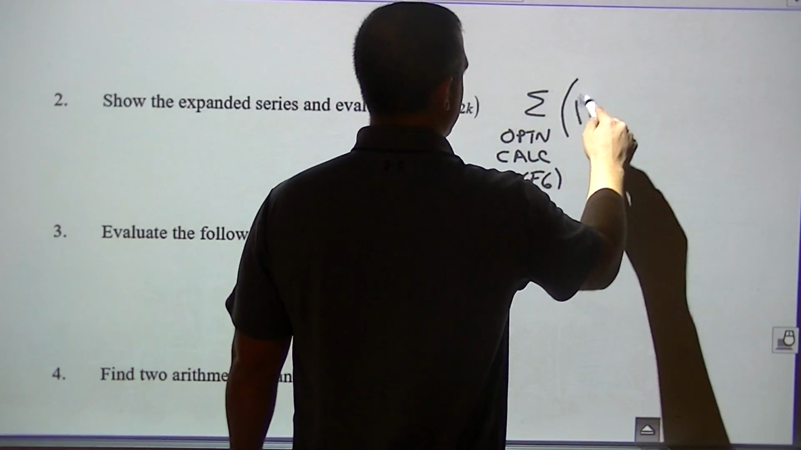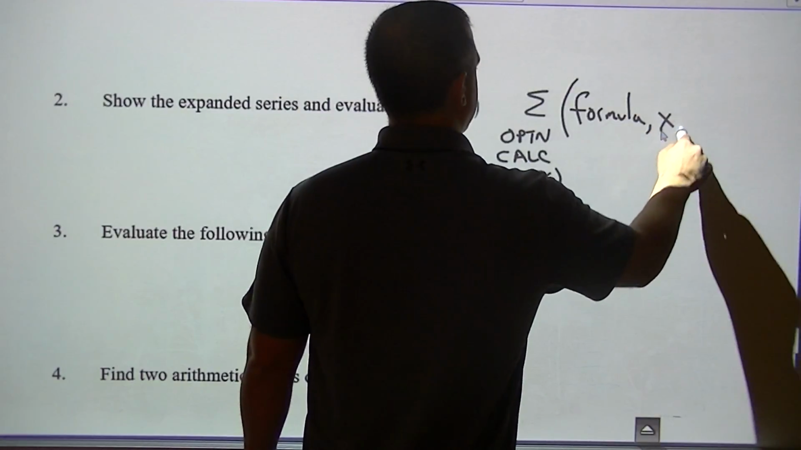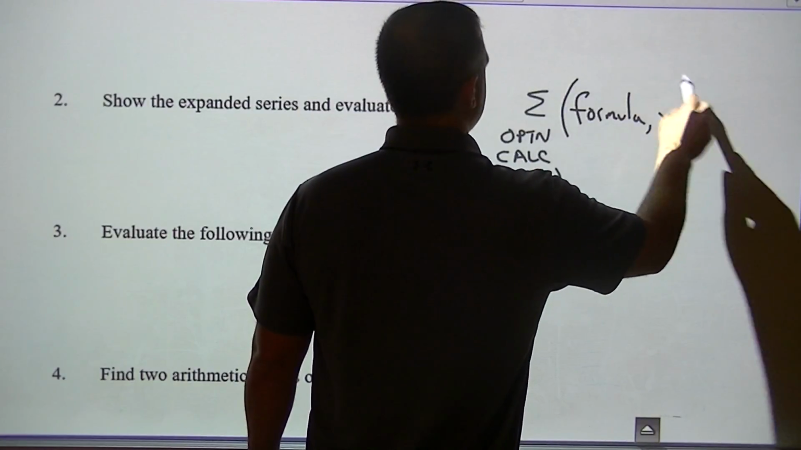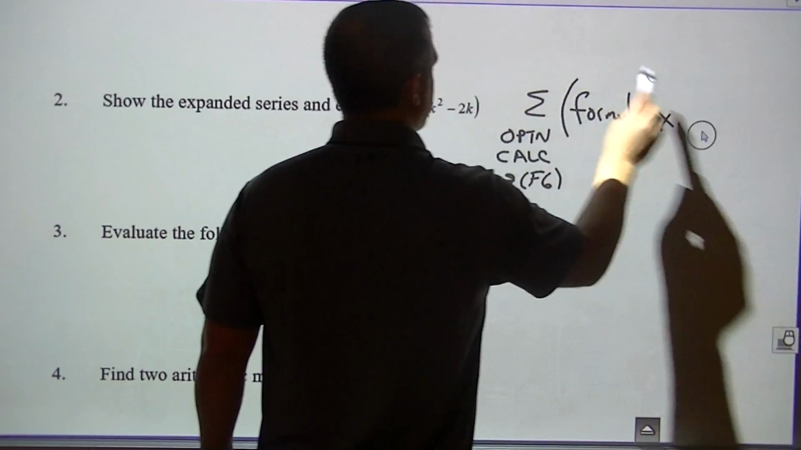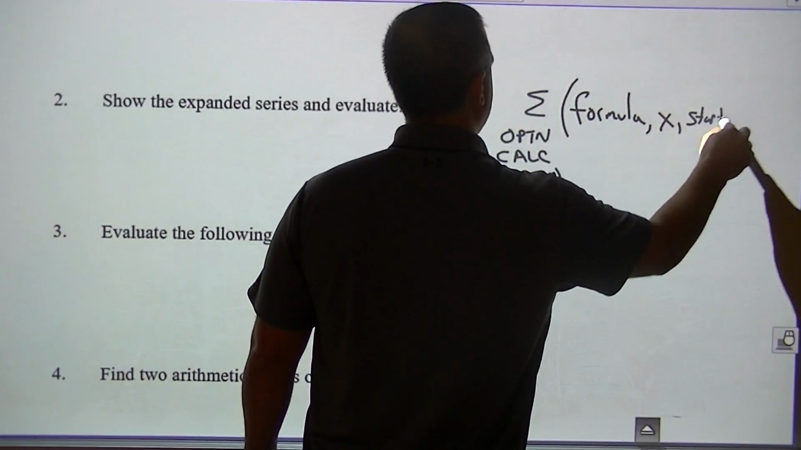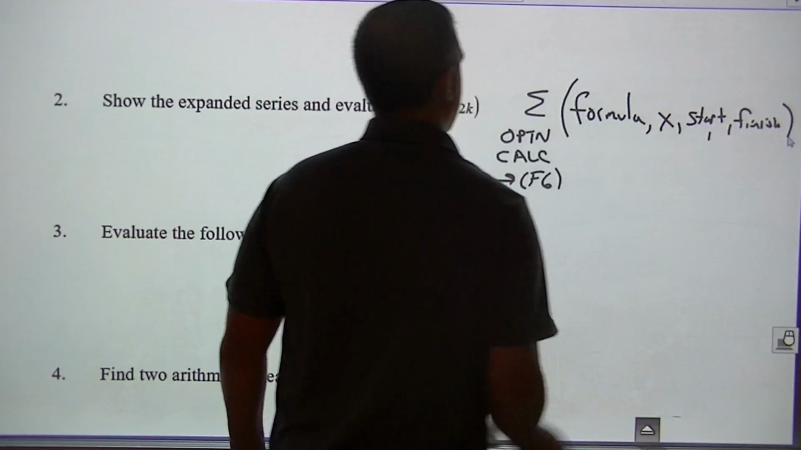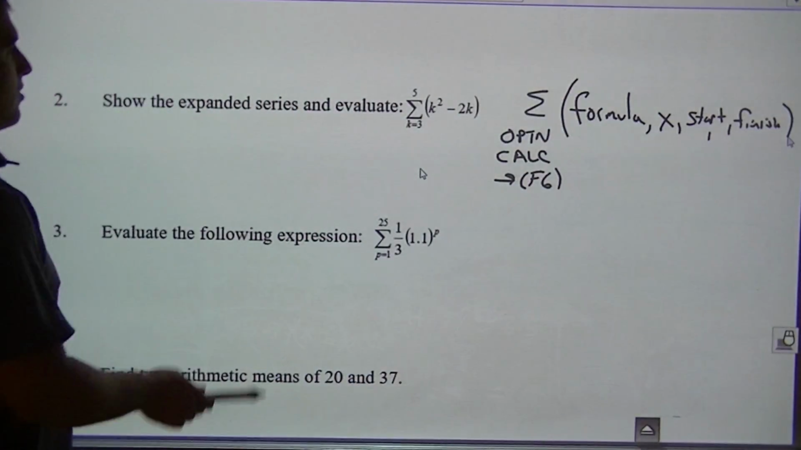Then we're going to put the formula in, a comma, then x, a comma, our start, which in most cases will be 1. Actually, for this example, it will not be. And then we go finish number and close our parentheses.